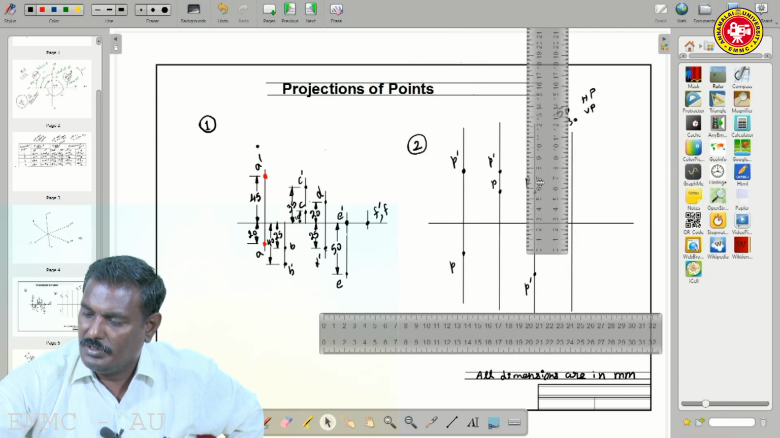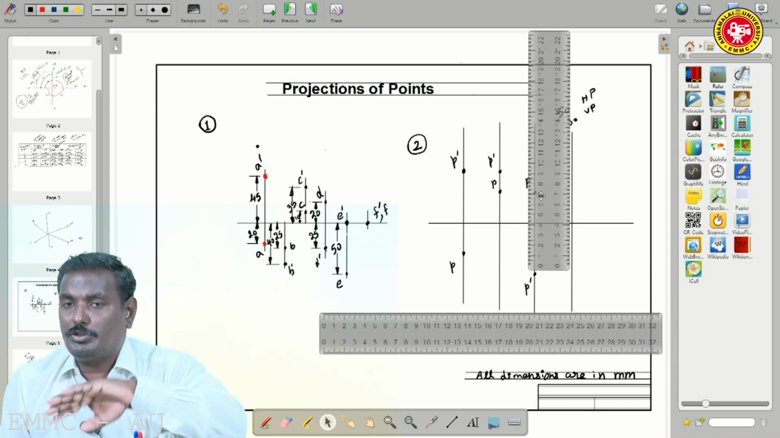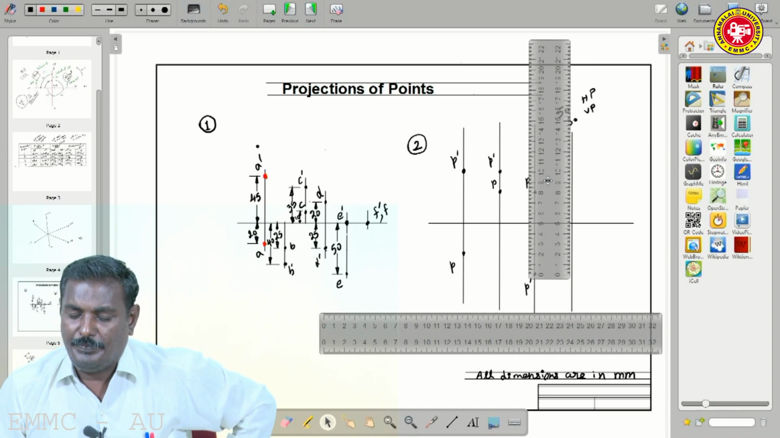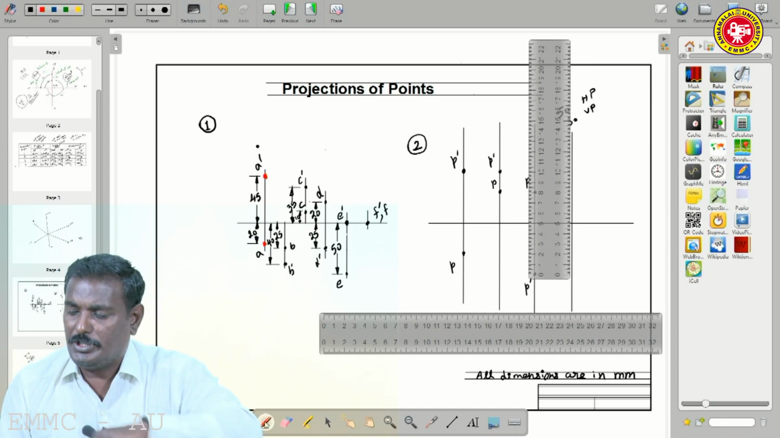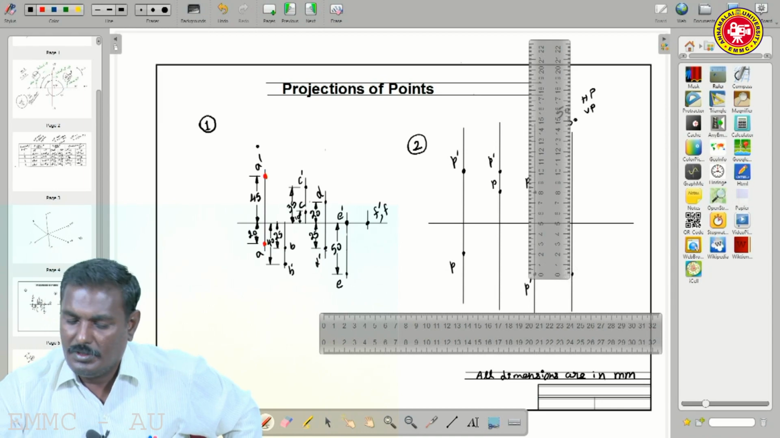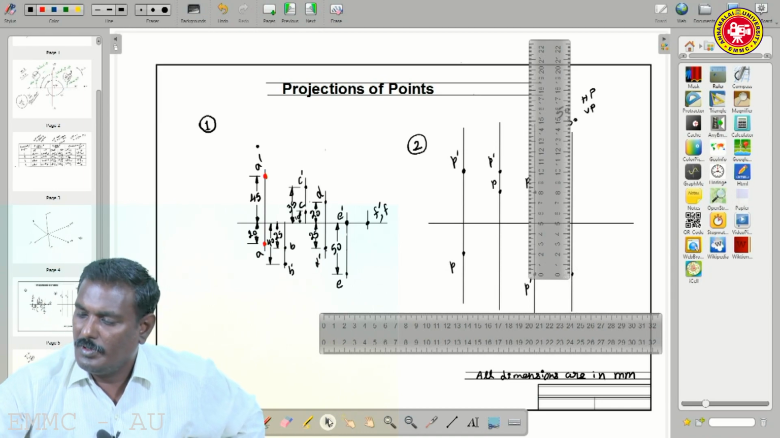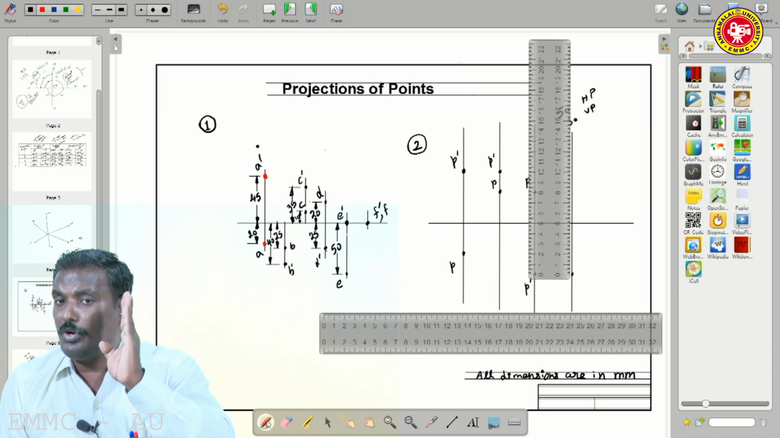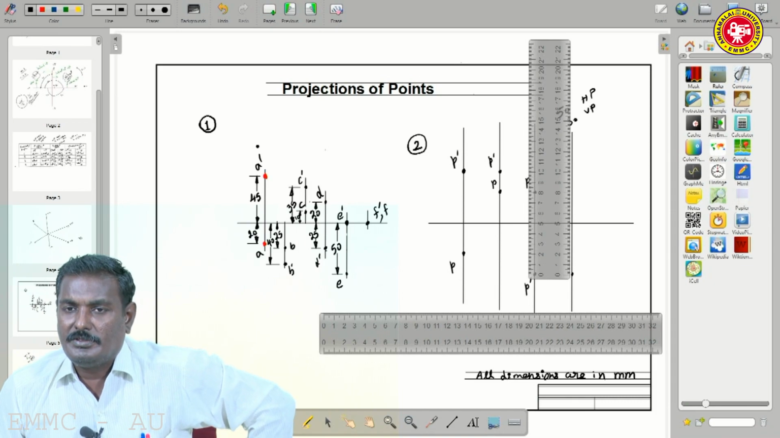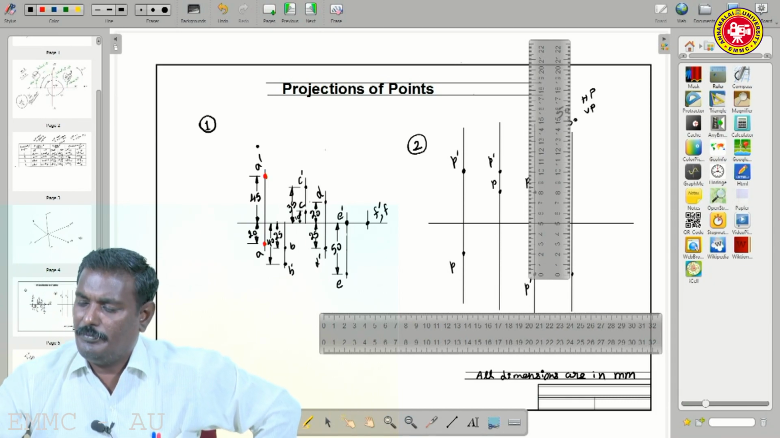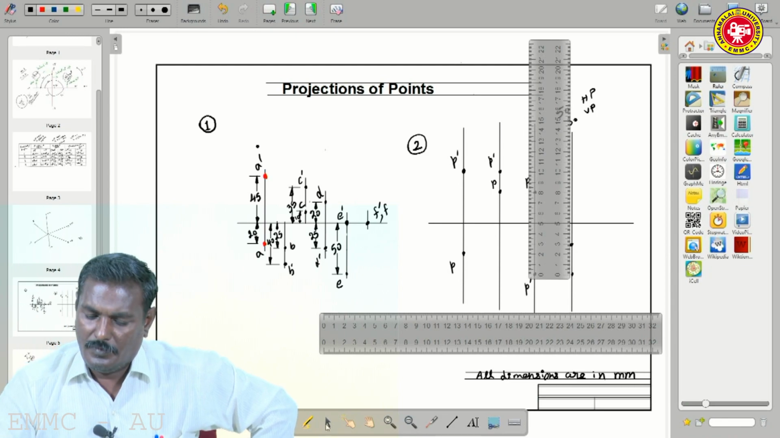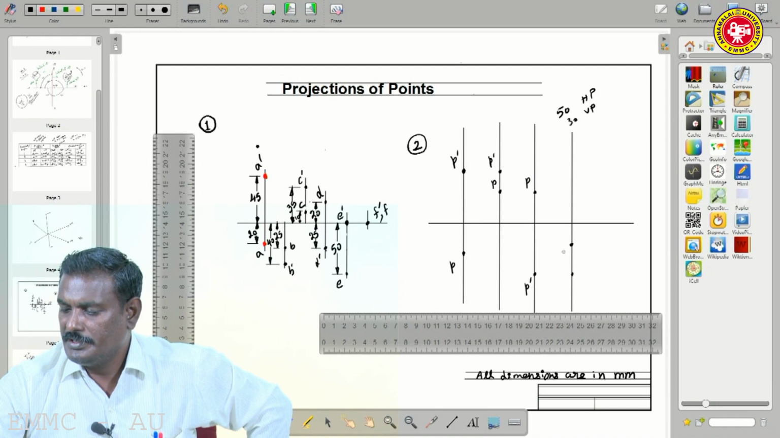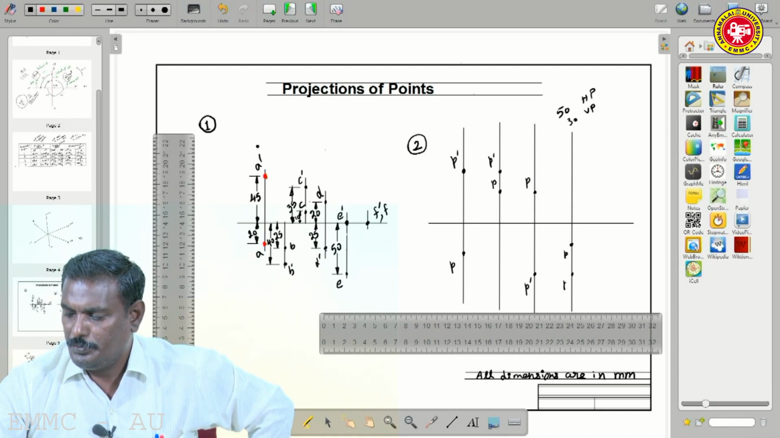Next, finally the fourth quadrant. 50 mm below HP, below XY, then 30 mm in front of VP, because in the fourth quadrant it is in front of VP, below XY, 30 mm. So that is the concept. So this is P, this is P dash.